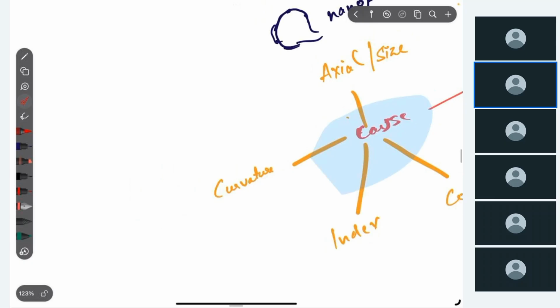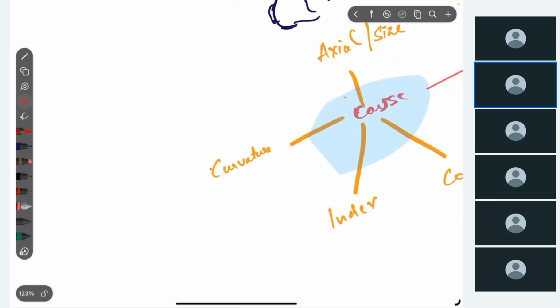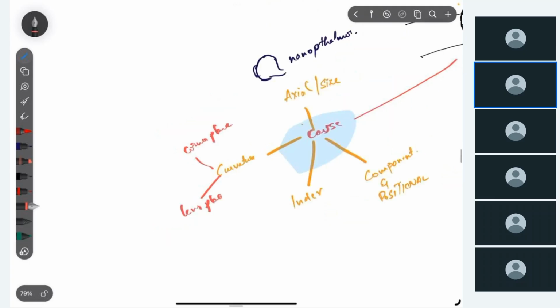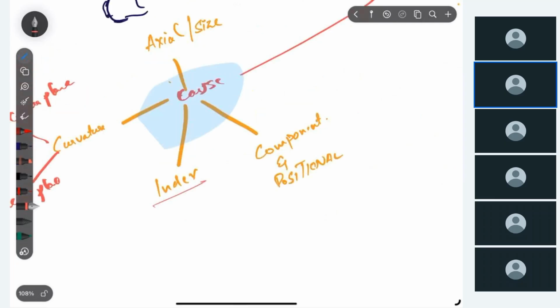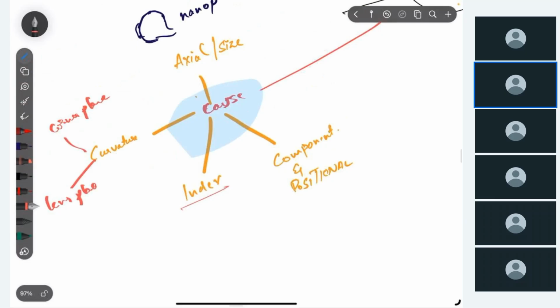For example, this is seen in cornea plana and lens plana. Another scenario, other cause, is that you decrease the refractive index of the lens. If you decrease the refractive index of the lens, the power of the lens is decreased, and thereby again you will have hypermetropia.